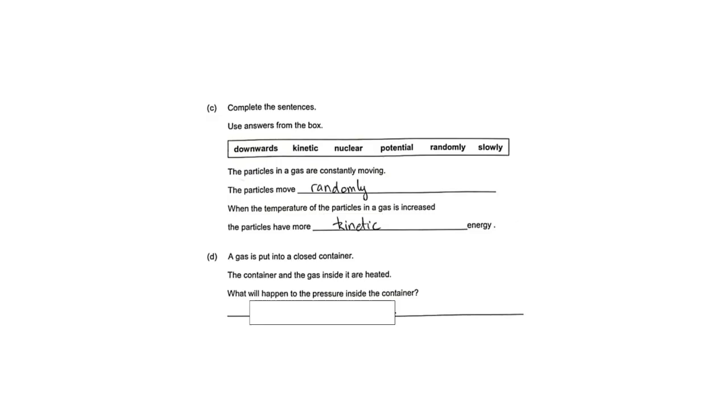Okay. A gas is put into a closed container. The container and the gas inside it are heated. What will happen to the pressure inside of the container? So remember, the pressure is caused by gas particles bumping into the wall of the container. If you increase the temperature, or if you heat up your gas, the gas particles are going to move faster. Therefore, they're going to collide with the wall of the container more often, with more force, and that's going to increase the pressure. And the pressure will increase.